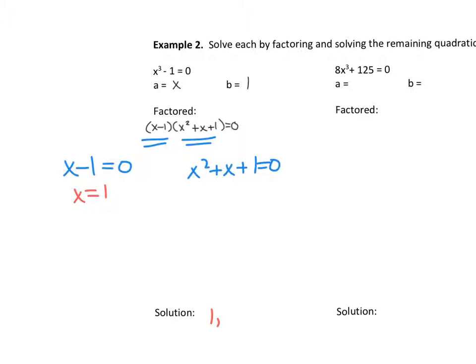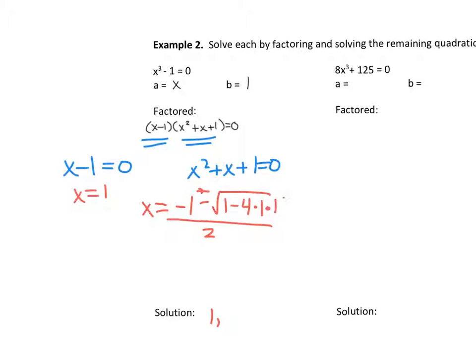But then I also have a quadratic right here, which has the potential for 2 solutions. I cannot solve this by factoring. It doesn't factor, so I'm going to use the quadratic formula. It's going to be x equals negative b, so negative 1, because b is 1, plus or minus the square root of b squared, which is 1, minus 4, times a, which is 1, times c, all over 2a.